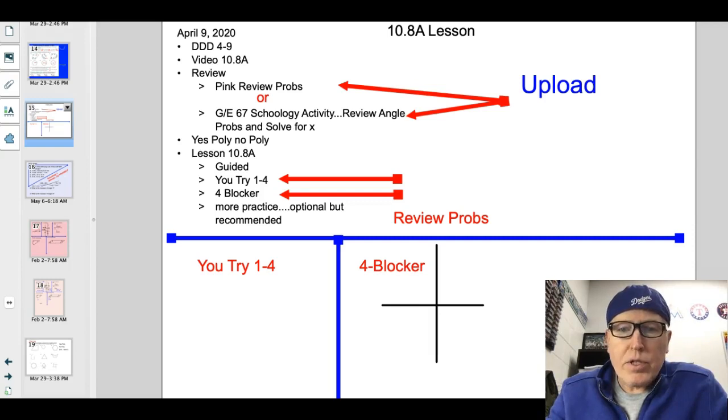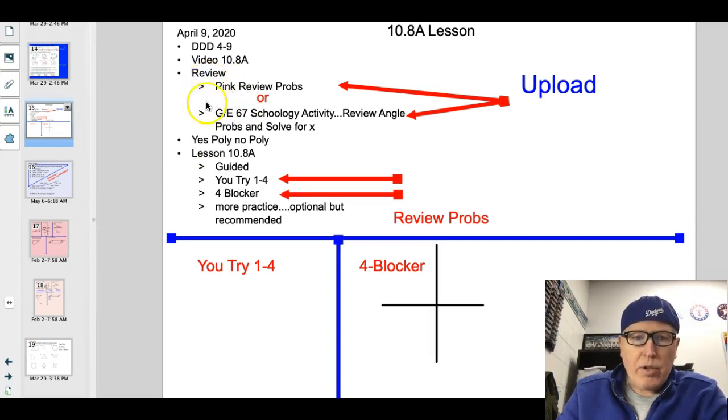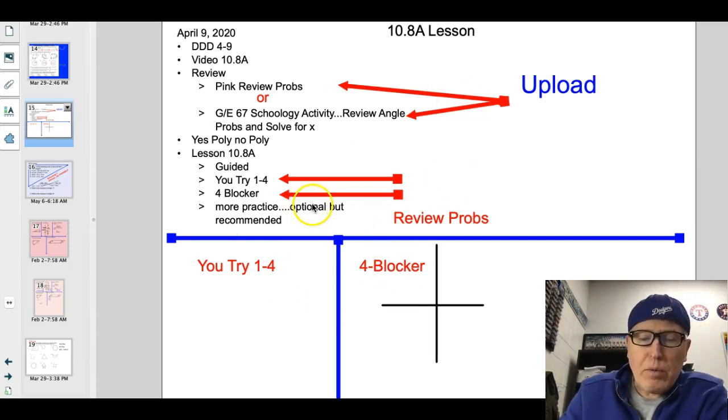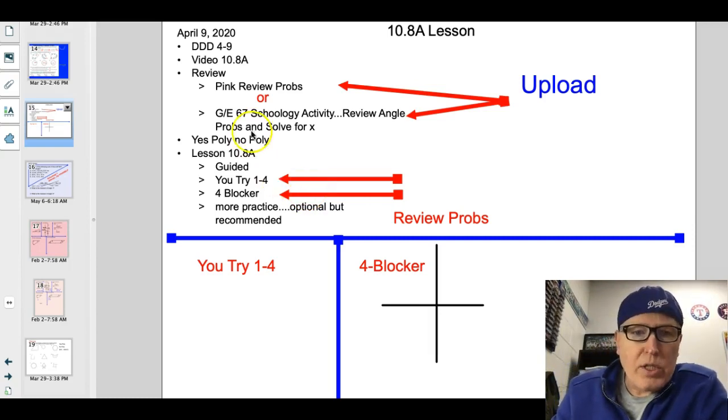Alright, if you're still with me, I assume you've already completed that. Don't upload that picture yet. I'll have you upload it along with some other work here. Alright, here's what we got going today. You're going to have a choice of reviews here or doing a G67 activity. And then we're going to do some introducing to the lesson, and there'll be a 4-blocker and some U-try problems. I'll want those all uploaded with one picture on this piece of paper here. So not a lot to do, but a lot to go over. We'll be practicing more the next 2 days. Let's get going with the review.